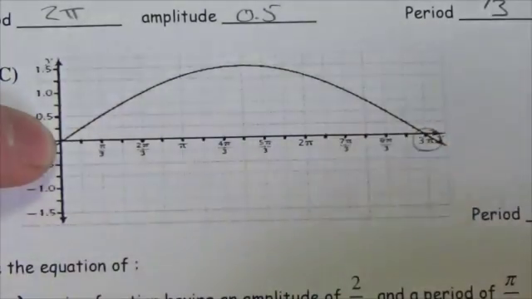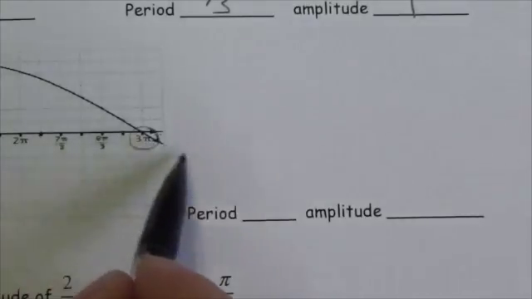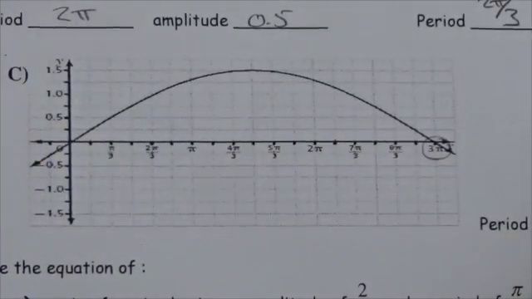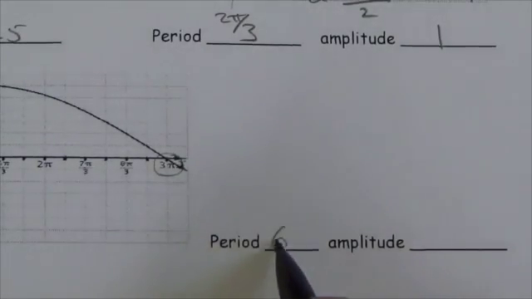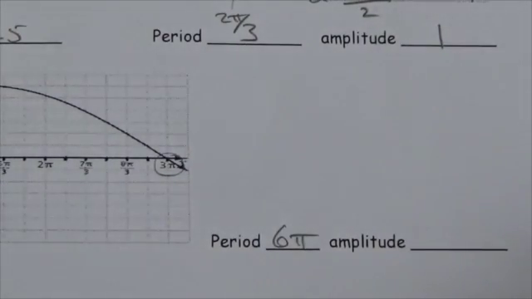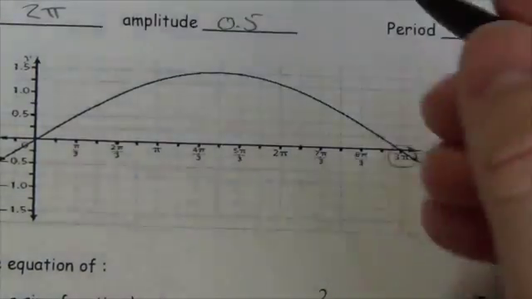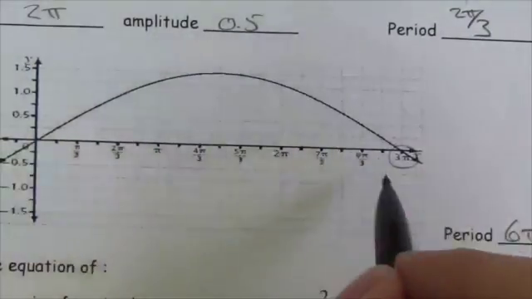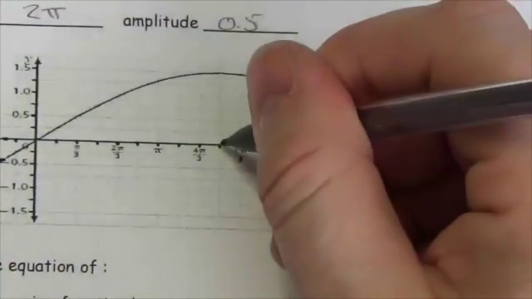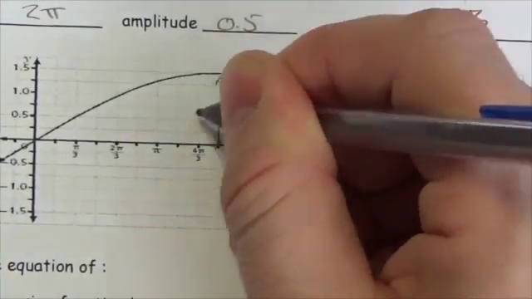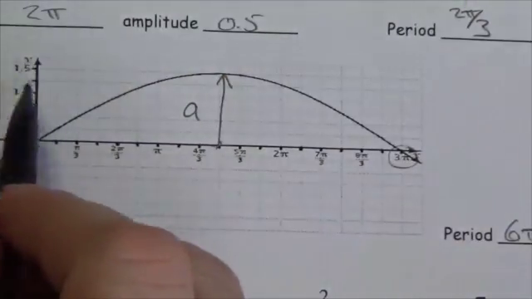That means the bottom half of this period, if you were to keep drawing this out here, would be another 3 pi. So the total period here has got to be 6 pi. Has to be. Now, the amplitude, again, because I'm assuming that this is in fact half of a period, the amplitude here is going to be the distance from the center here to the top.